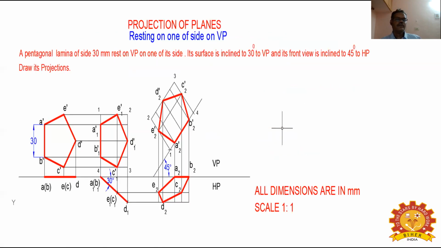Now, so far what you have seen is all the laminas resting on HP. Similarly, we will see one or two problems with laminas resting on VP. A pentagonal lamina of side 30 mm rests on VP on one of its sides. The surface is inclined 30 degrees to VP and its front view is inclined at 45 degrees to HP. Draw its projections.